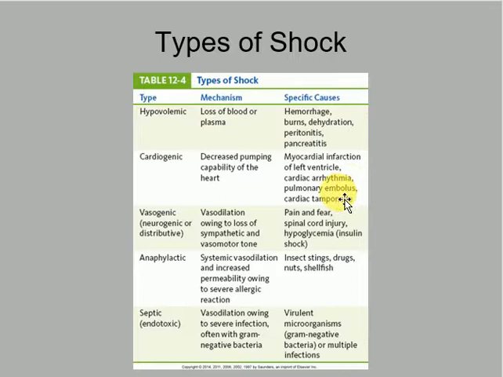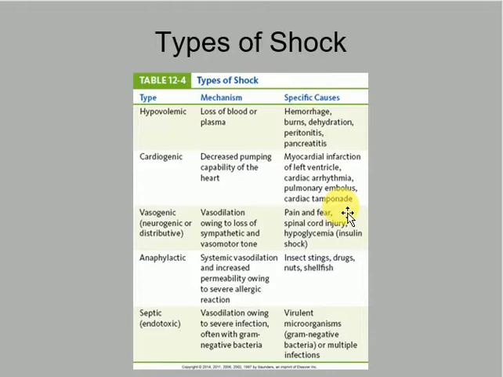Arrhythmia will also lead to cardiogenic shock, because arrhythmia can go all the way to no contraction, or contraction that is so fast that it does not pump out blood, and I explained that before. Pulmonary embolism can also lead to that, because an embolus will block the way of the blood that's coming back to the heart from the lung.